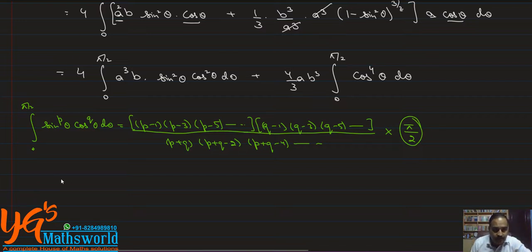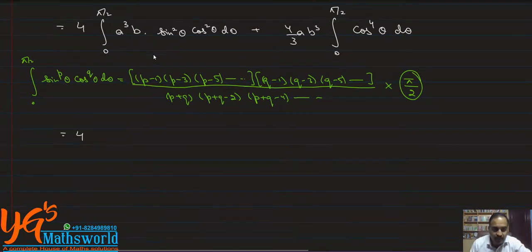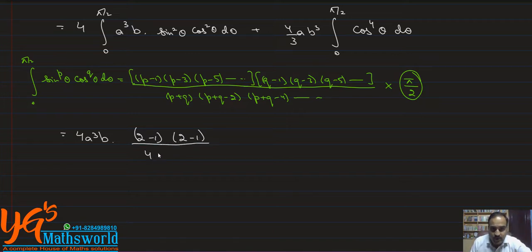Now here it is 4 times 0 to pi by 2, limits are the same, a cube b into, now sine square that is even and this is also even, so p is 2 and q is 2, so 2 minus 1, then 2 minus 3, we can't take it because it will be making a negative sign. Again q minus 1, so 2 minus 1 over 2 plus 2, 4 into 4 minus 2, 2. Since both are even, so multiply by pi by 2 plus 4 by 3 a b cube.